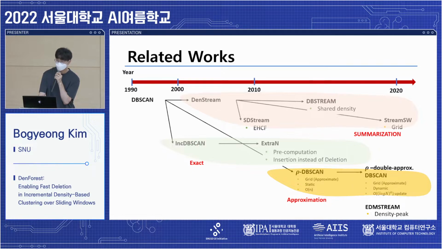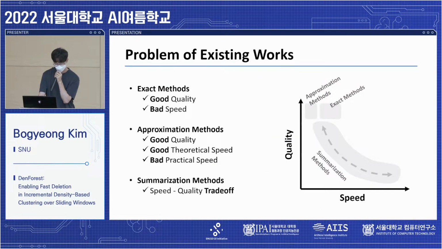Those works can be categorized into 3 groups: summarization group, exact group, and approximation group. And each group has a limitation. Exact methods show good quality, which means that they produce the same clustering results as DBScan. However, their incremental operation performance is very slow. Approximation group also shows good quality and good theoretical speed. However, it shows bad practical speed. Some summarization methods have a trade-off between speed and quality. Therefore, our goal is to accelerate the speed without compromising the quality.